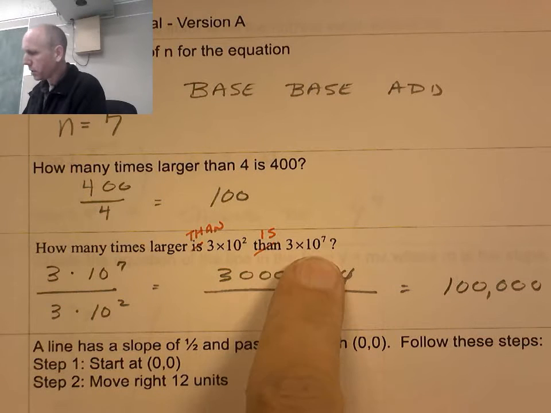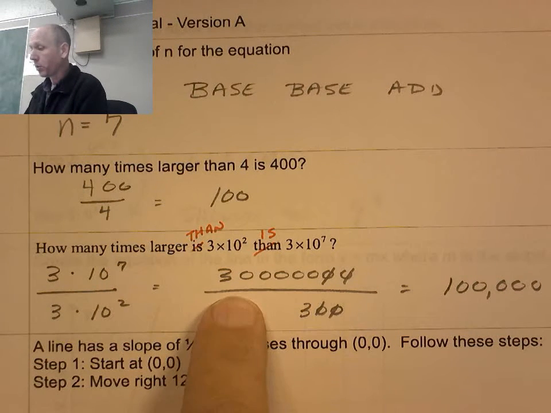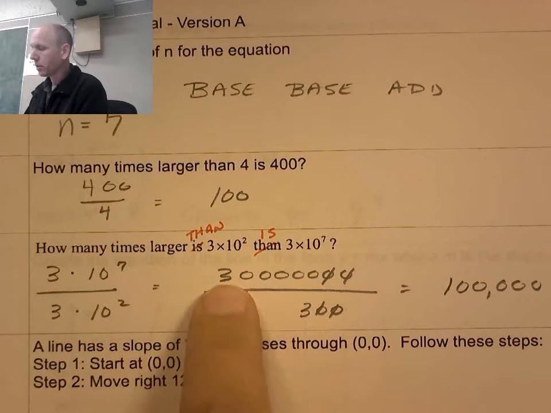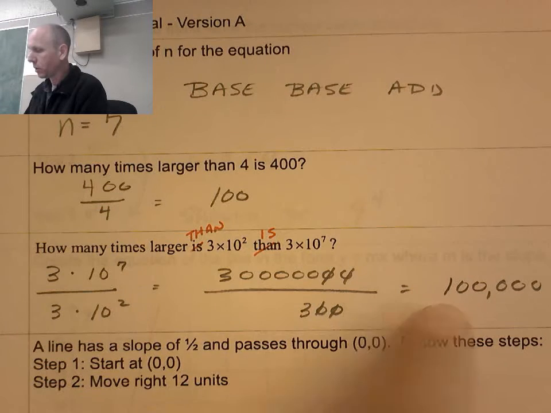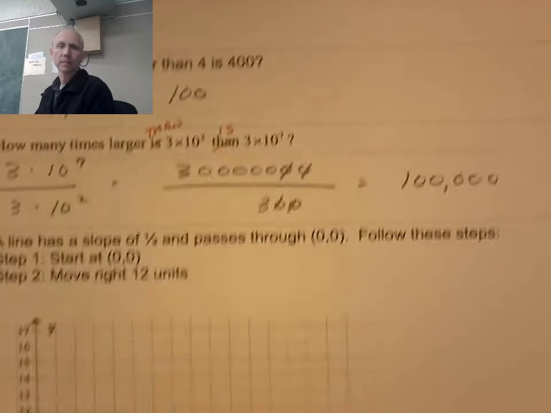So 3 times 10 to the 7th over 3 times 10 to the 2nd. This is 3 with 7 zeros behind it, 3 with 2 zeros behind it, cross out zeros. 3 divided by 3 is 1 with 1, 2, 3, 4, 5 zeros. So 100,000 times bigger.